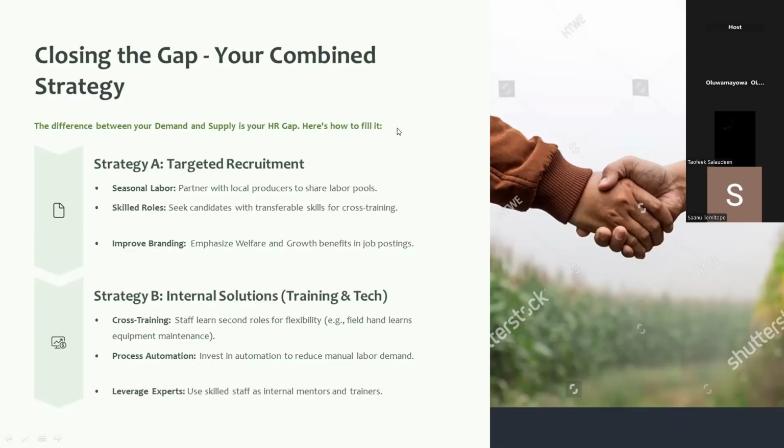By that, you are helping yourself to reduce cost, and you're also helping the staff not to be stranded or redundant within the period that you don't need them. Then skilled roles: you need to seek candidates with transferable skills for cross training. We need to seek people with transferable skills, people that you know that if you train them for this, they can also be useful for other things.